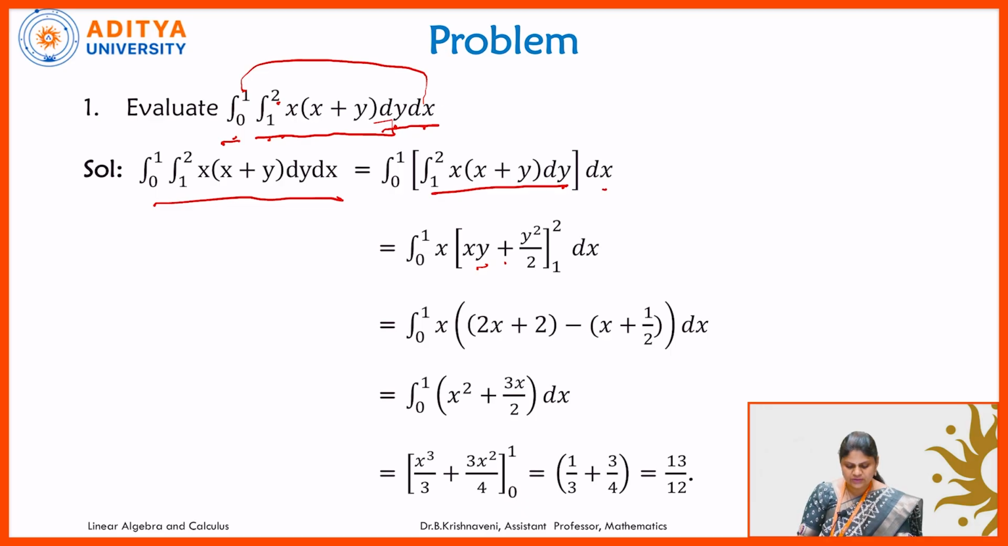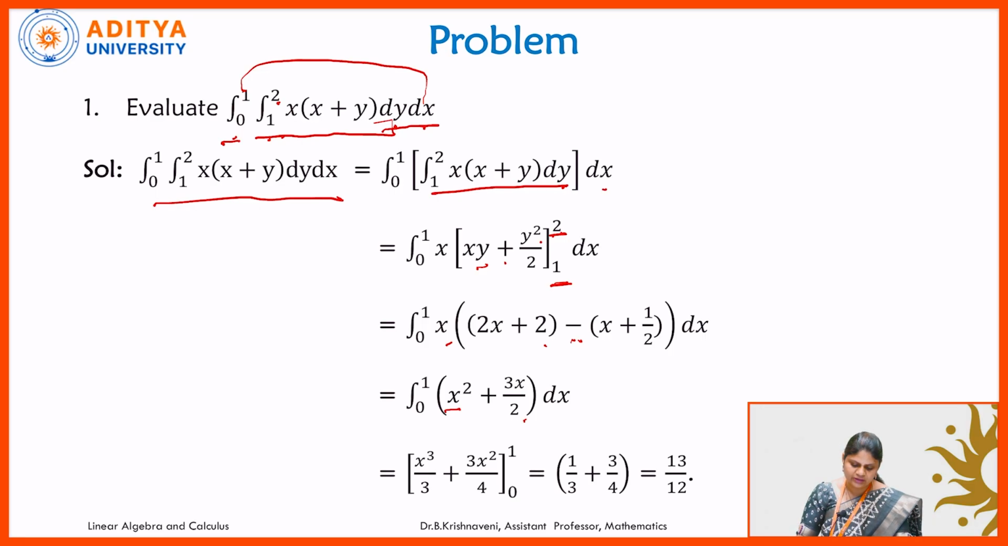Substitute the limits, integral 0 to 1, x into upper limit minus lower limit, that is substitute upper limit y equal to 2 minus substituting lower limit y equal to 1. Then you get the above step as, substituting y equal to 2, 2x plus 4 by 2, minus the lower limit y equal to 1, x into 1 is x plus 1 square by 2, that is 1 by 2. Simplify: 2x minus x is x, 2 minus 1 by 2 is 3 by 2, and that multiplied with x gives x square plus 3x by 2.